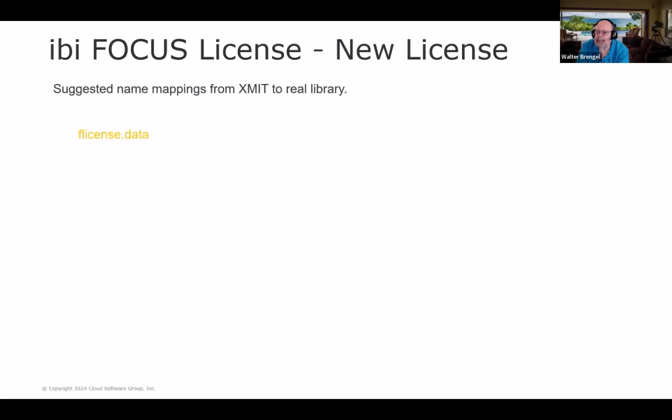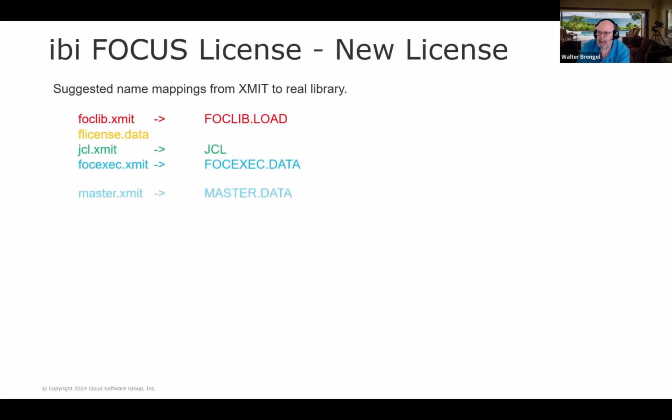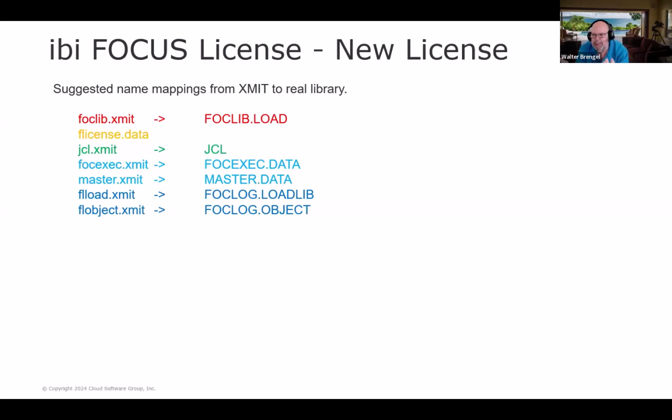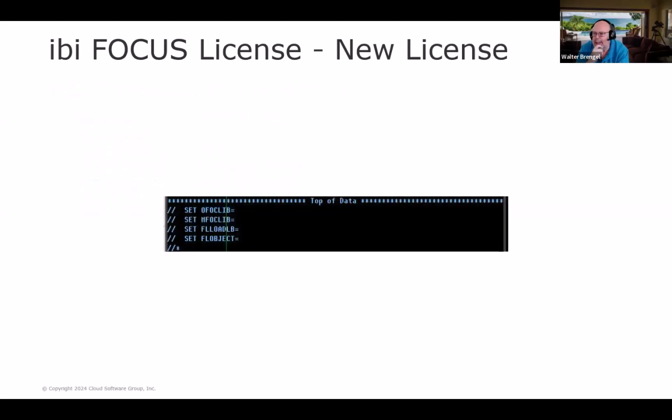All right, so here are suggested name mappings from what we have in the zip to what you would have on your mainframe. Notice the only one that I didn't really change is the flicense.data. Once you get that to the mainframe, you can keep that name. You're not receiving it into something, so you don't really need to change the name. And then you're just going to copy that and replace wherever your F license currently is in errors.data. If you have JCL, there's going to be a member called JCL site.